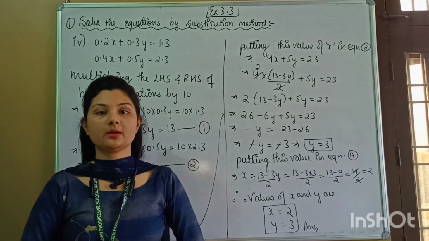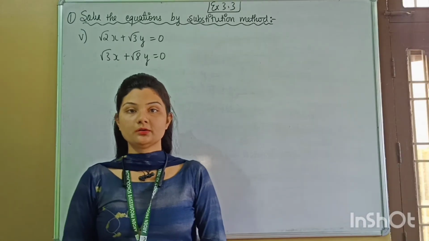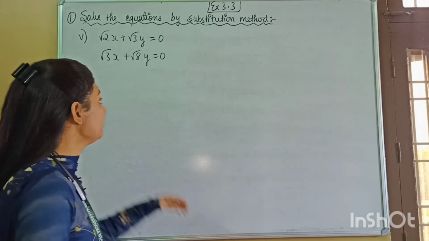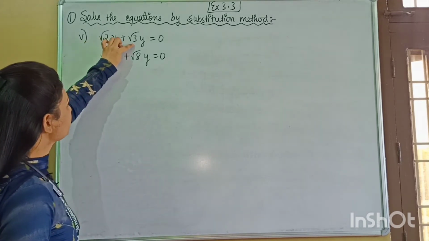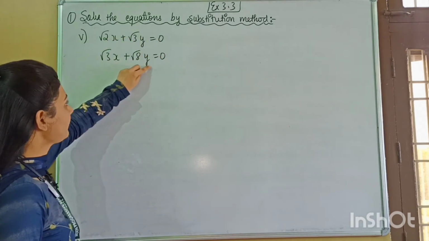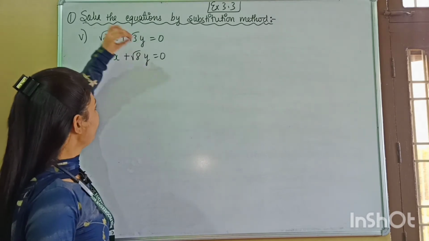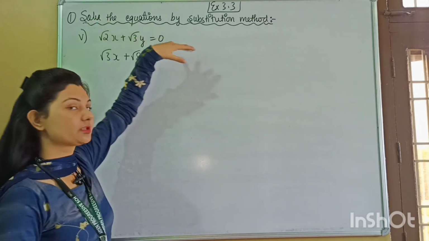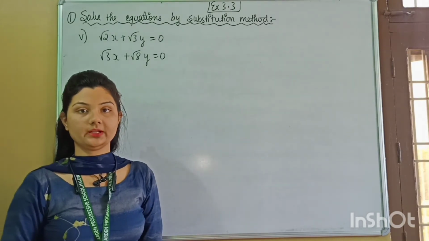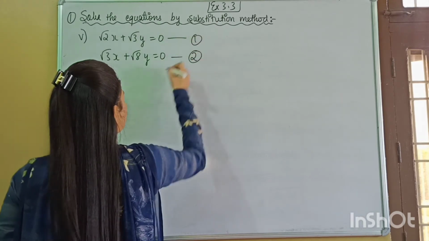So now we are moving towards the fifth part of the same question. In the fifth part, the equations are given in the root form. Root 2x plus root 3y is equals to 0. Root 3x plus root 8y is equals to 0. So we have to solve the equations, but whenever both the equations become equals to 0, it means the value of x and y we will get 0 only. Okay, so name it as equation 1 and this as equation 2.